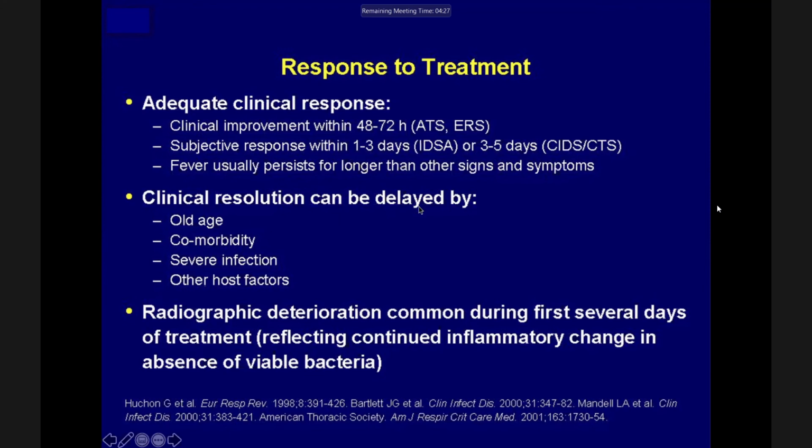Clinical resolution can be delayed according to the age, if the patient has a comorbidity, severe infection, and other host factors. Radiographic deterioration is common during the first several days of the treatment, reflecting continued inflammatory changes in the absence of viable bacteria. So that's going on. That's why you shouldn't be worried about the deterioration of the chest X-ray. So this is the response to the treatment.